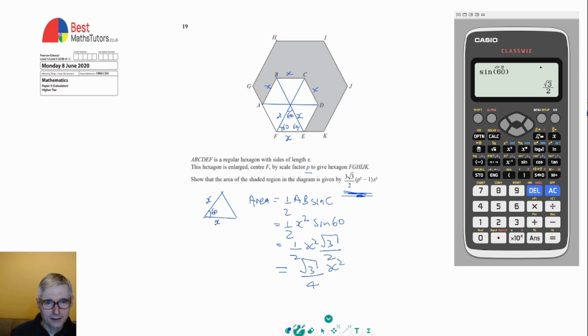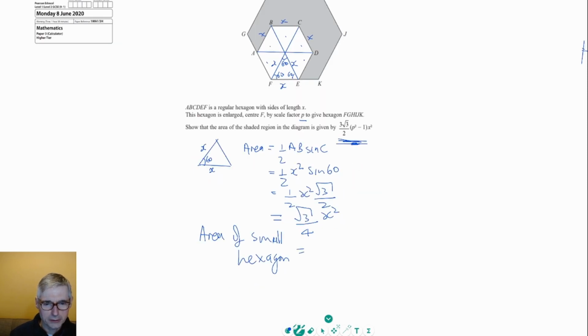Now, in this hexagon we've got 6 identical triangles. So the area of the small hexagon is 6 times the expression we already had, 6 times root 3 over 4 times x squared. I can simplify that by dividing the 6 and the 4 by 2, which gives me 3 root 3 over 2 x squared. That looks like a good start, because we've got something that looks a bit like the required expression.